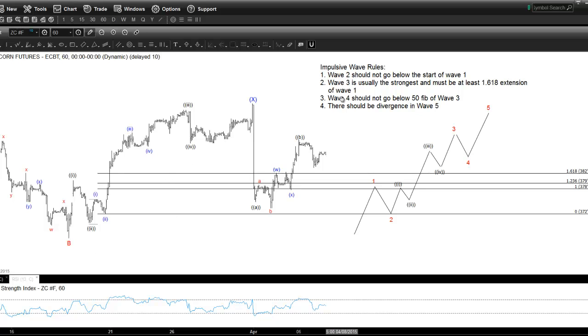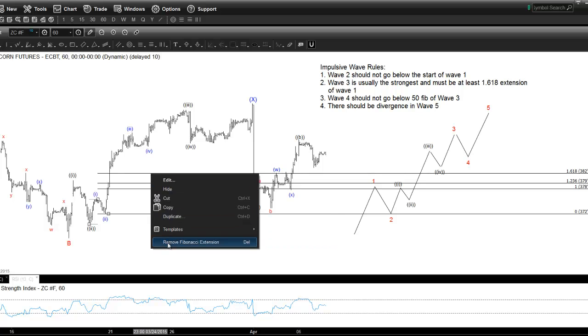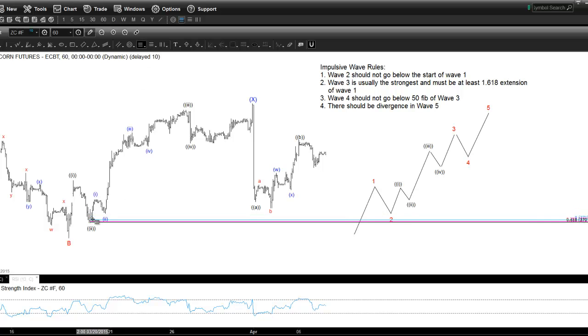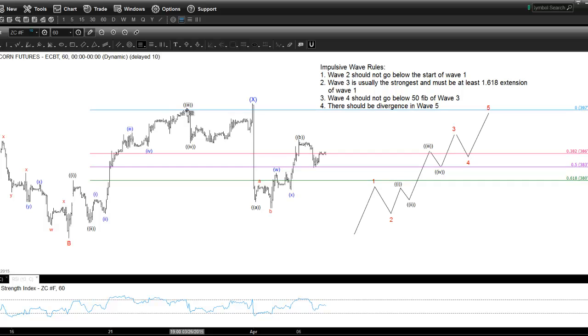And then the third rule here is that wave 4 should not go below the 50 Fibonacci retracement of wave 3. So let's take a look at the black count first. If we measure the 50 Fib of the black wave 3, we can see here that the 50 Fib is not reached, because this wave 4 in black does not go below the 50 Fib. So this one is also satisfied.